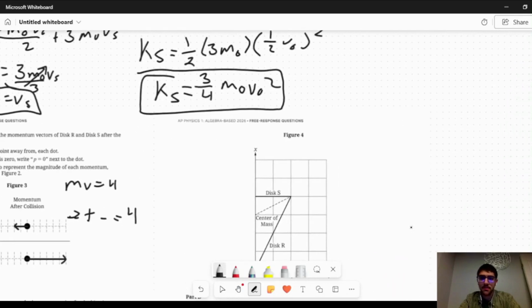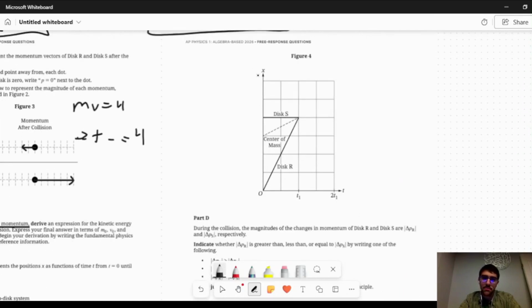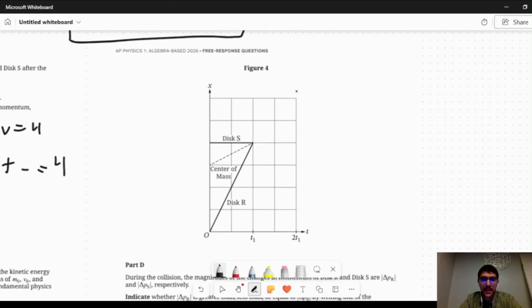Distinctively label each line. So basically they gave us the position-time graphs of disk R, center of mass, and disk S from t equals 0 to t equals t1. They're asking us to show the position-time graph after they collide, so from t equals t1 until t equals 2t1. A very important thing to notice is that this is a position-time graph. So the y-axis is the change in x, and the x-axis is time. So we get change in x over time, which tells us that our slope is actually velocity, right?